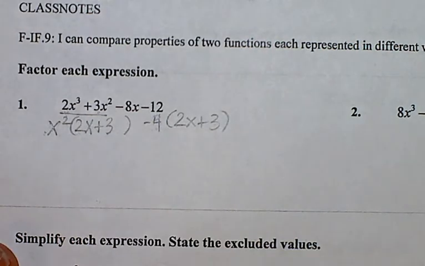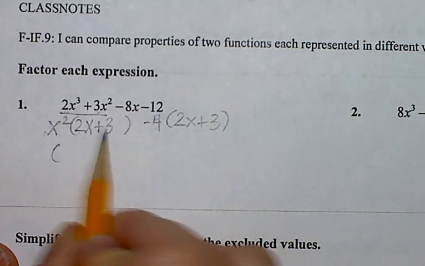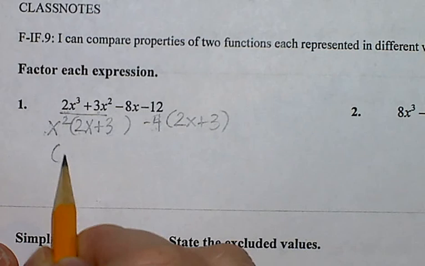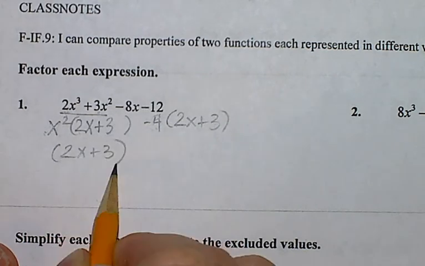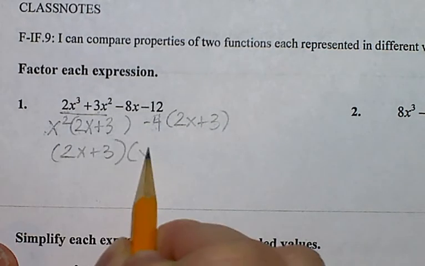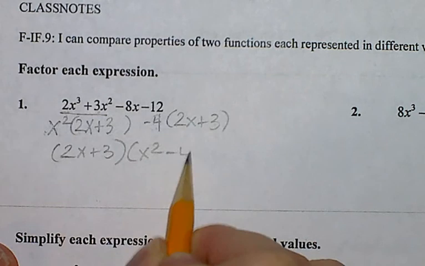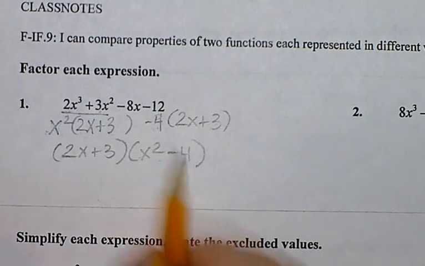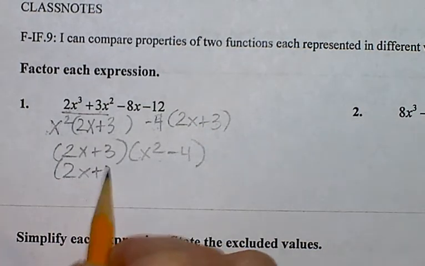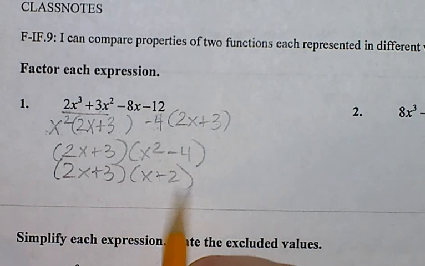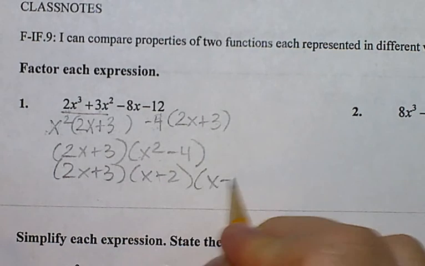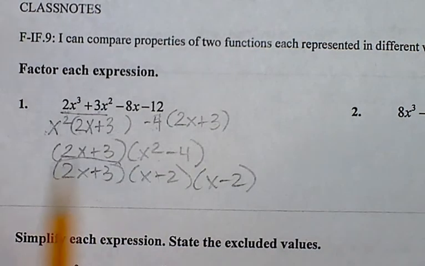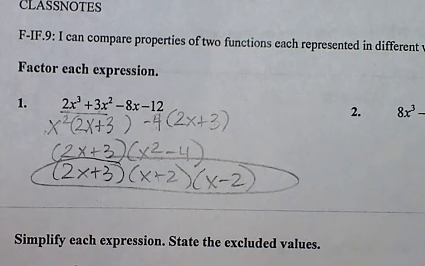I'm good to go. I write down what the front and the back have in common, what's in front of the first group, and what's in front of the second group. If you stopped here, you would not be correct because you can continue to factor. X squared minus 4 actually factors into x plus 2 and x minus 2. This is the fully factored form of this expression.